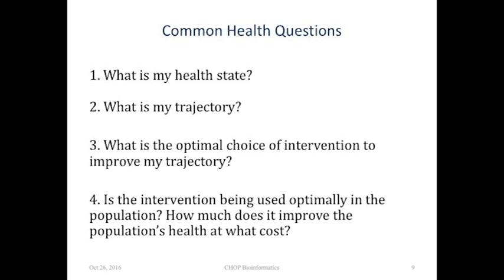Those questions are also very closely related to questions that systems people and public health people want to answer about the population. But let me just stick with the clinical questions today.